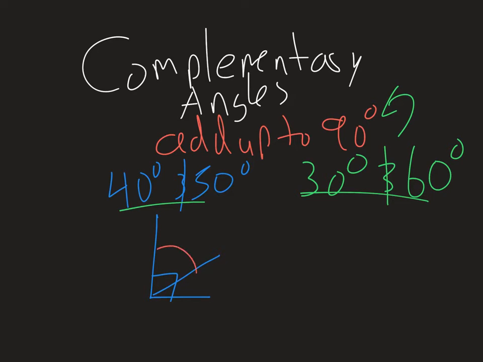For example, if I know that this big blue angle is a right angle and I know this is 70 degrees, well then I can deduce that this must be 20 degrees. So these angle pairs can be useful to help me figure out angle measures for other angles as well.